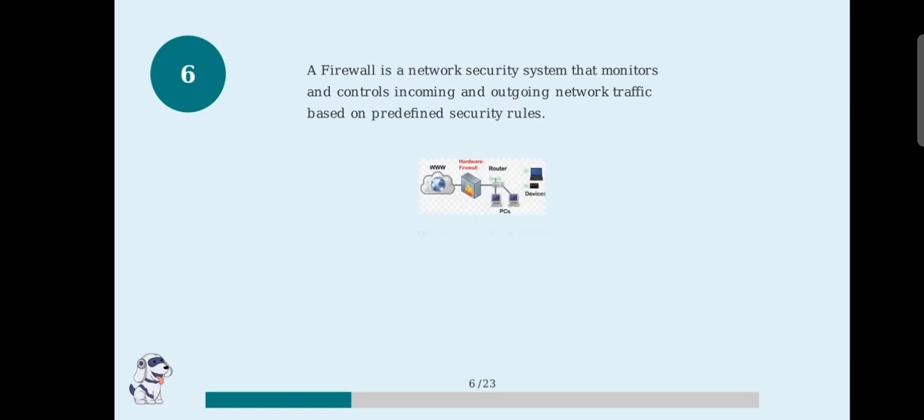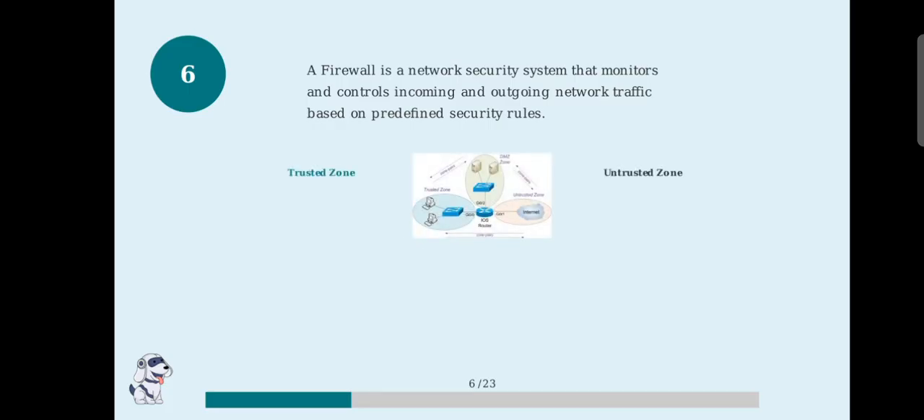Think of a firewall as a security guard at the entrance of a building. Just as a security guard checks who can enter and leave, a firewall examines data packets and decides whether to allow or block them. Firewalls create a protective barrier between trusted internal networks, like your home or office network, and untrusted external networks, such as the internet.